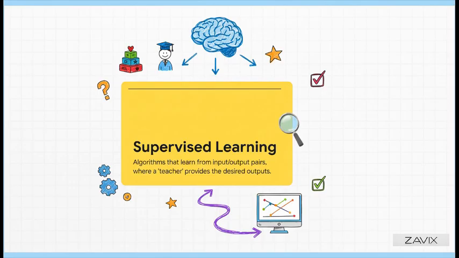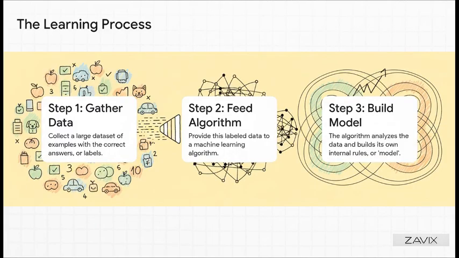And that's where supervised learning comes in. It's the most common type of machine learning, and the name itself is a fantastic analogy. Think of it exactly like a teacher showing flashcards to a student. We give the computer thousands and thousands of examples, but, and this is key, each one already has the correct answer or label attached. So here's how that process actually breaks down.